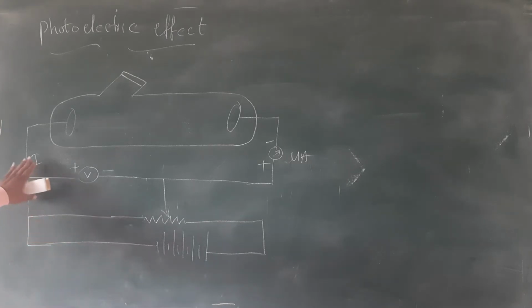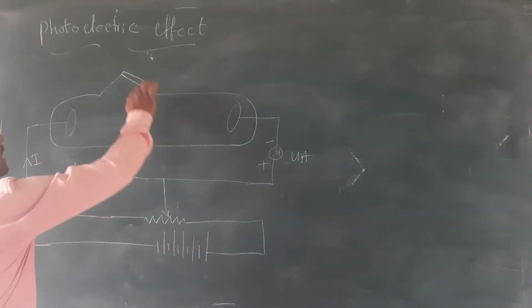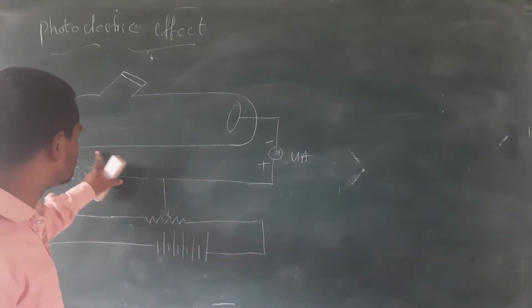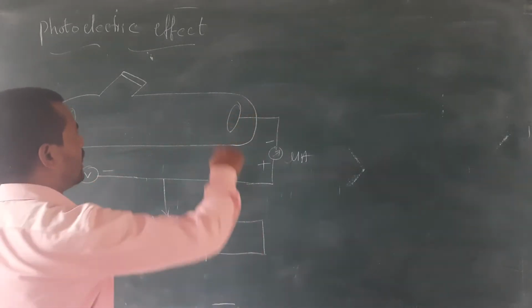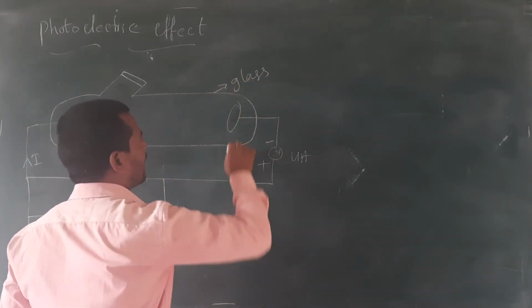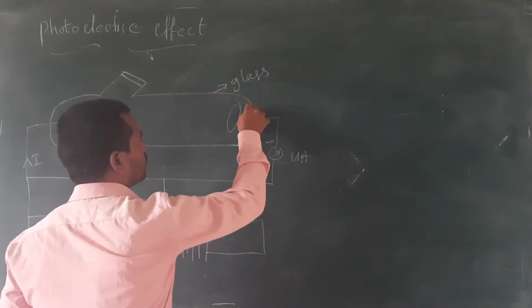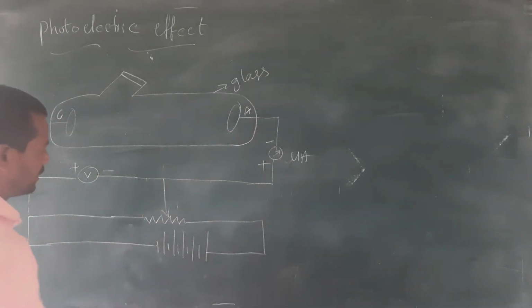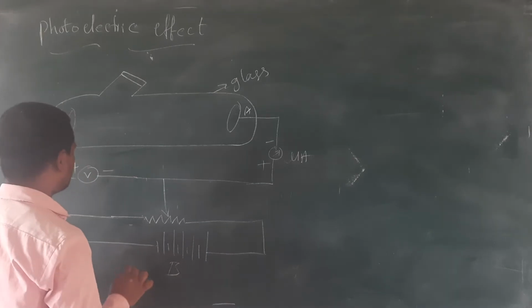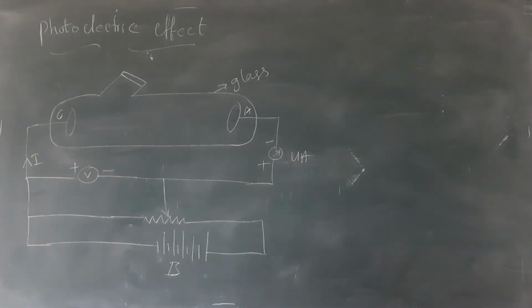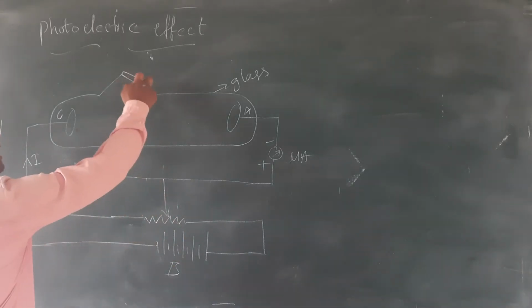Now, this is generally called a window, and the window is made of glass. This is the anode plate and this is the cathode plate. It has a battery and a rheostat or resistance. And this is generally called the window.